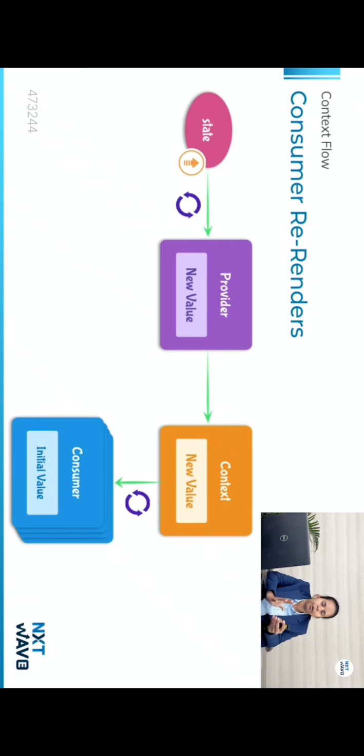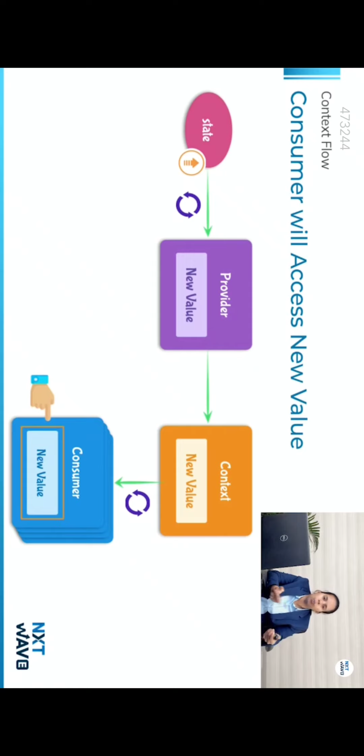Okay, so you understood the flow, right? So when the state gets updated, the render method will be called. So when the render method is called, within that we have the provider. So to the provider, we pass the new value, right? So the provider will update the context with the new value. Then since the context has been updated, all the consumer components nested within the provider will get re-rendered with the new value. Okay. So this is how it works.